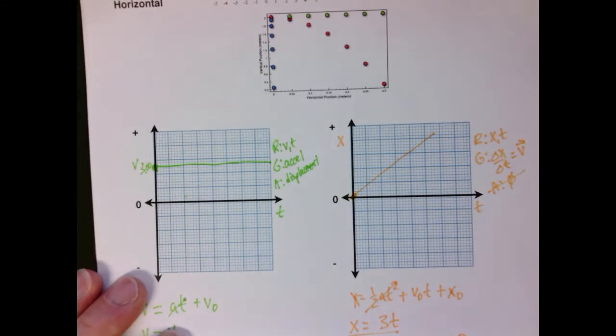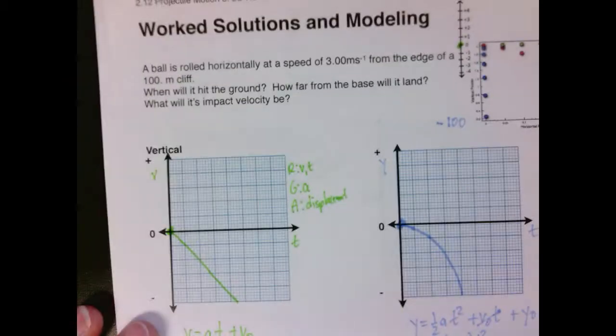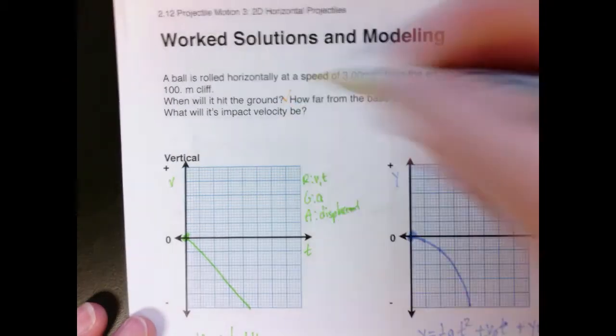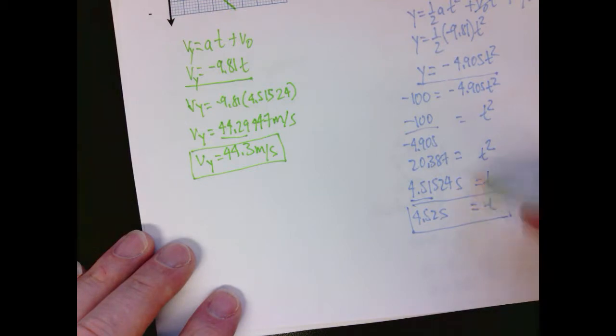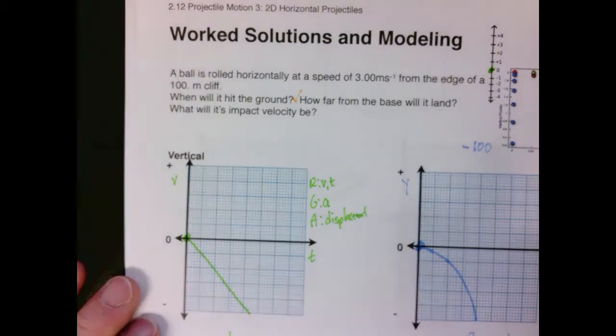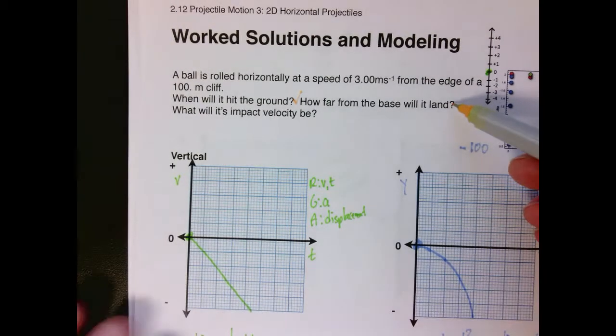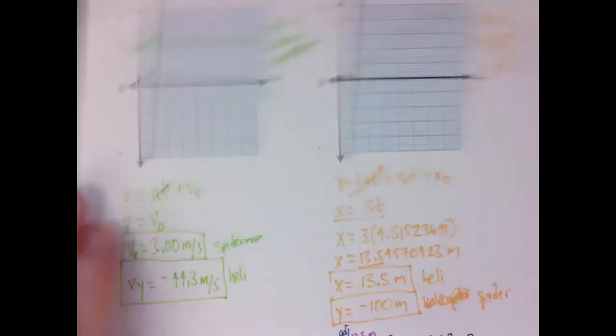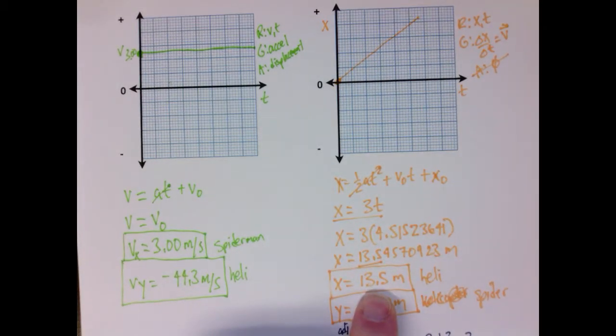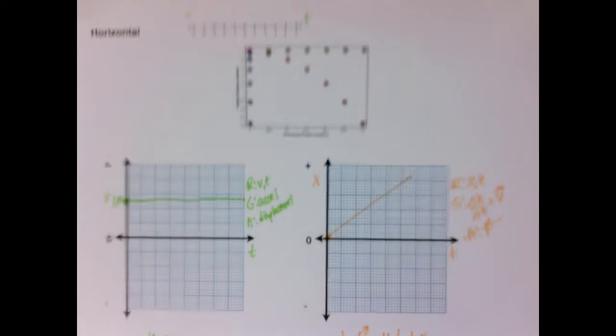It's all consistent. So if we go back to our original questions we were asked, have we answered them all? When will it hit the ground? Yes, we know it's going to hit in 4.52 seconds. We found that out very quickly. And that's always going to come from studying the y direction first. How far from the base will it land? Well, how far from the base it will land has to do with the x. And so when we solve for the time vertically and plug it in here, we find it lands 13.5 meters from the base.